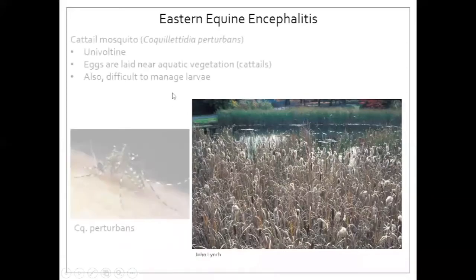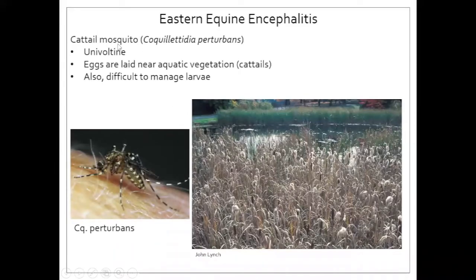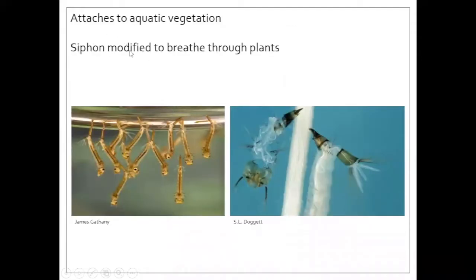So what about this cattail mosquito? This cattail mosquito lays its eggs near aquatic vegetation, and the larvae are also very difficult to manage. And that's because these larvae actually breathe through a siphon that's modified to stick into plants. So if you look at the left, you've got these mosquitoes kind of using their siphon. You can see this long tail that's poking the surface, giving the mosquito oxygen. These mosquitoes, on the other hand, poke their tail into the plant tissue and breathe through the plant, so they're fully submerged underwater.